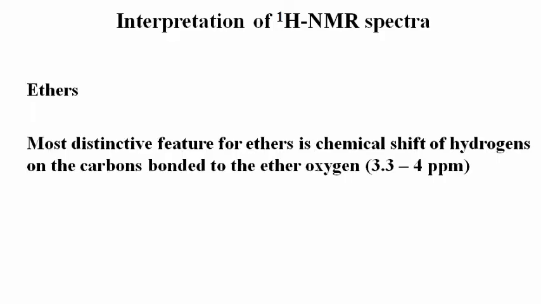Now for ethers, the most distinctive feature is the chemical shift for the hydrogens that are on the carbons bonded to the ether oxygen. The signals for this type of hydrogen typically fall in the range of 3.3 to 4 ppm. And this corresponds to a downfield shift of about 2.4 units compared to their normal position in alkanes. And so this is pretty dramatic and can be pretty indicative if you have an ether.